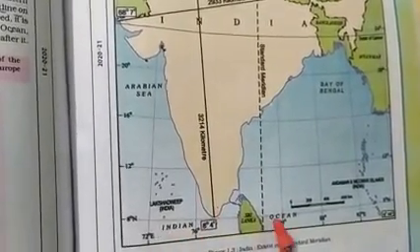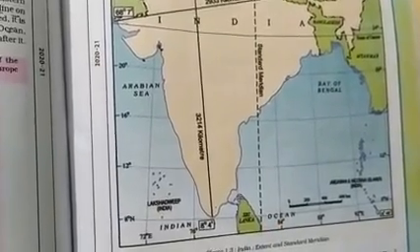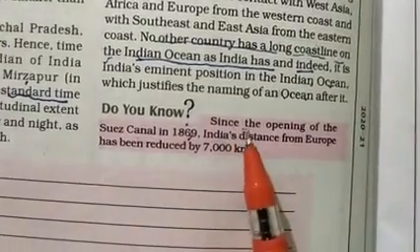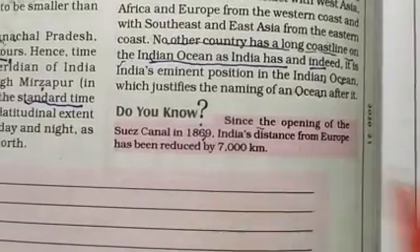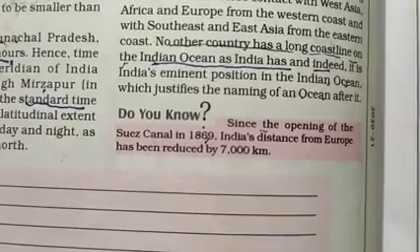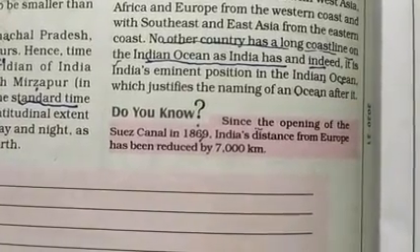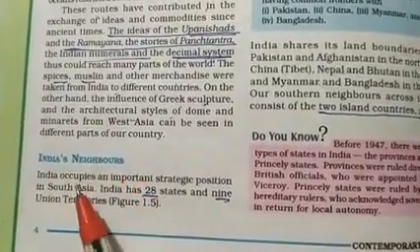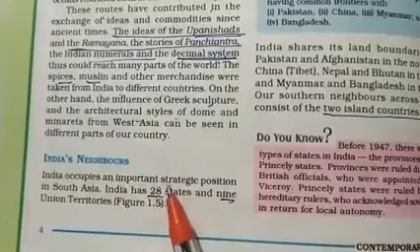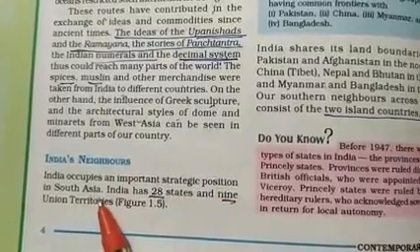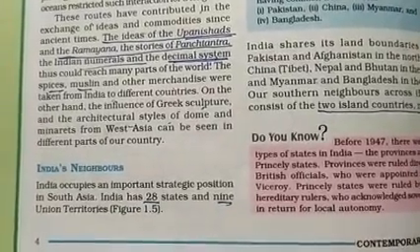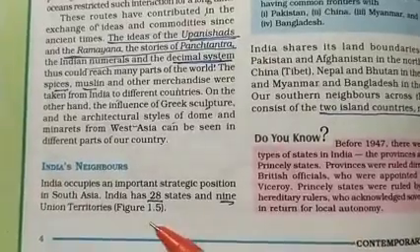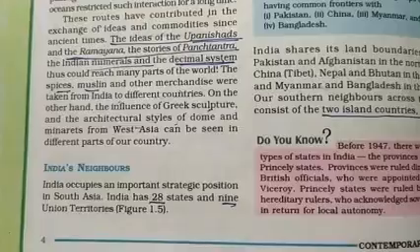There is very important point, that is, since the opening of Suez Canal in 1869, India's distance from Europe has been reduced by 7,000 kilometers. Let's read about the India's neighbor. So India occupies an important strategic position in South Asia. India has 28 states and 9 union territories. You can see all these in figure 1.5.